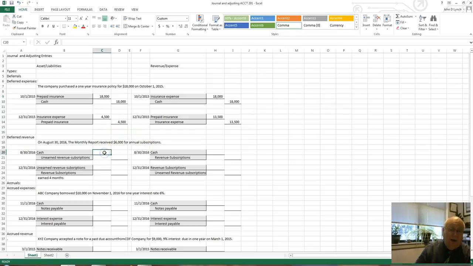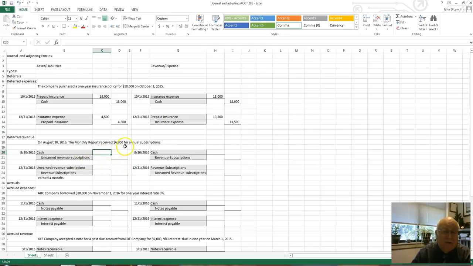All right. Now for the August 30th, on this one, deferred revenue. This is where we receive, like magazines. If you work for the insurance company, it would be prepaid, it would be unearned revenue. Okay. Now I know unearned revenue causes a lot of problems sometimes, but that's what this is, money that you received that you haven't earned yet for services to be performed in the future.